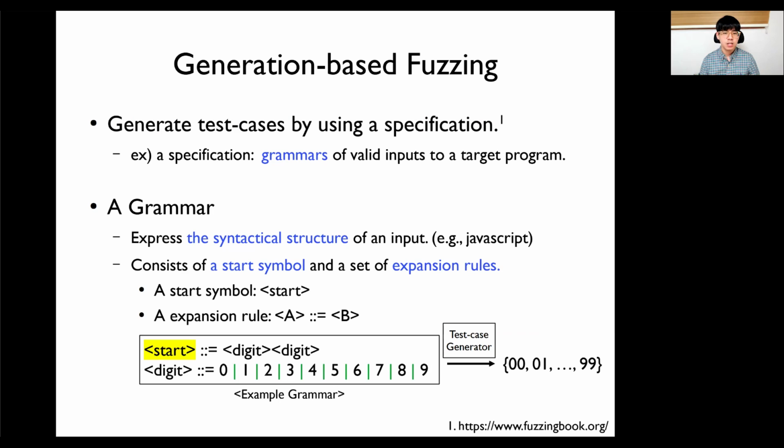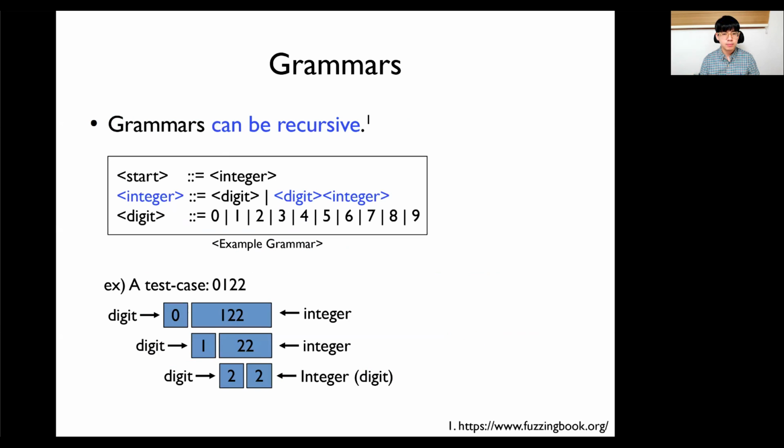So using these example grammars, the test case generator is able to generate a string from 00 to 99. And this previous grammar only expands to a finite number, about 100 test cases.